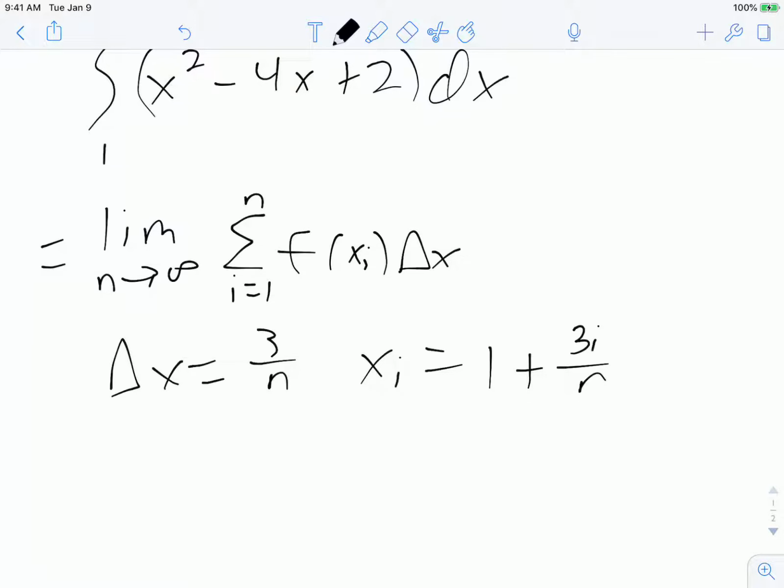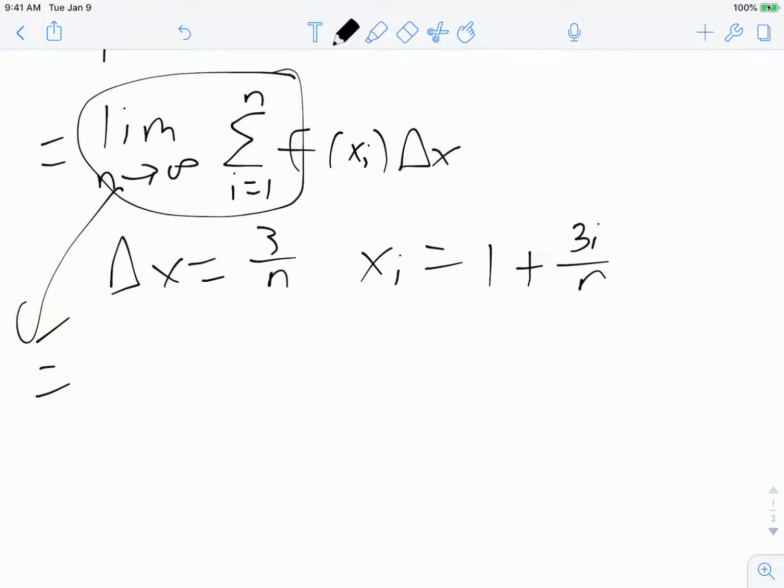So once we have those, now we know, and I'm not going to write this part over and over again, but it does technically go first, but I just don't have enough room, and it would take way too long. The answer key does, though, every time, because I'm sure they just copied and pasted, cheaters. But I'm going to just keep going with that assumption that this is really what we're doing. So we have f of 1 plus 3i over n times 3 over n.